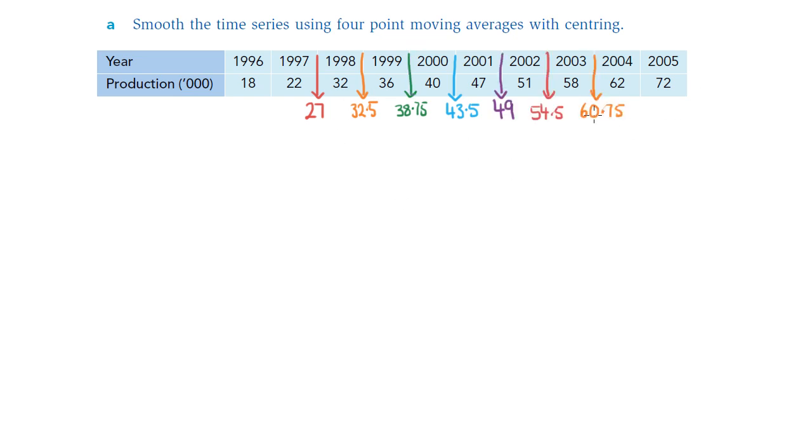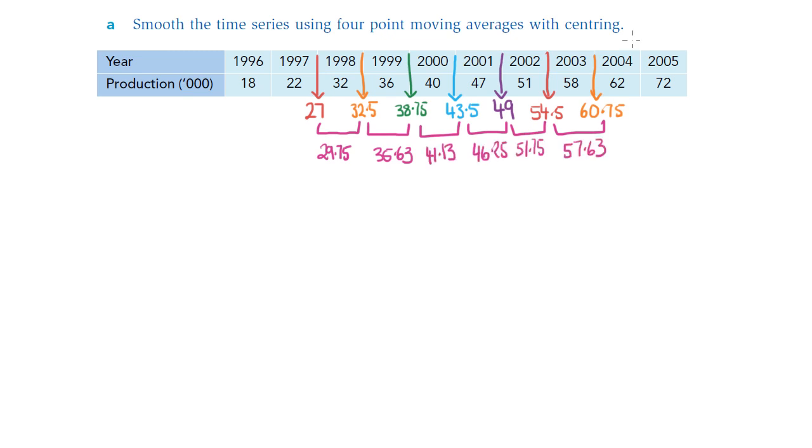Now I've done as many of the groups of 4 as I can. I'm going to do the centering step, and that involves finding the average of these groups of 2. So average of 27 and 32.5 gives me 29.75. Average of 32.5 and 38.75 is 35.63. I'm just going to do these to 2 decimal places. Now we continue like this for the others, centering these pairs. So there's my smoothed and centered values, and that's part A done.